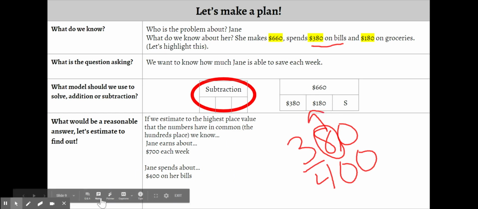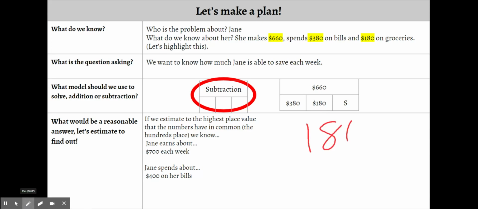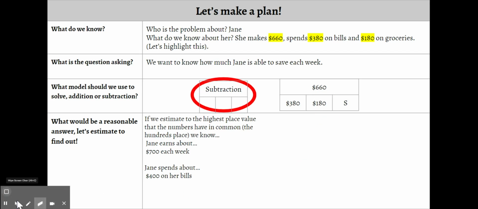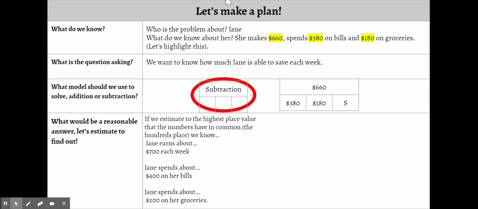And how much does she spend on her groceries? Let's see. She has $180. We're going to underline the hundreds, circle the tens, 8 rounds up. That means we have 200 that she spends on her groceries. She spends about $200 on her groceries.